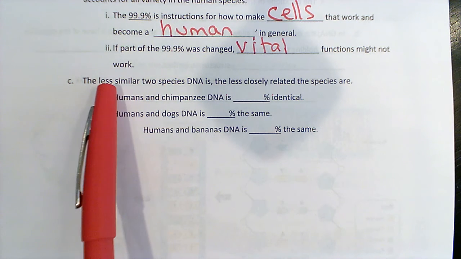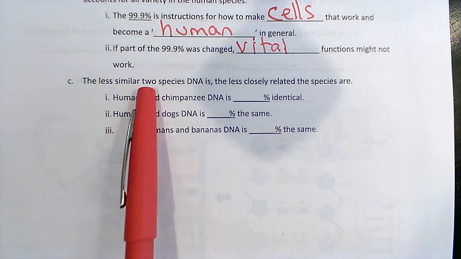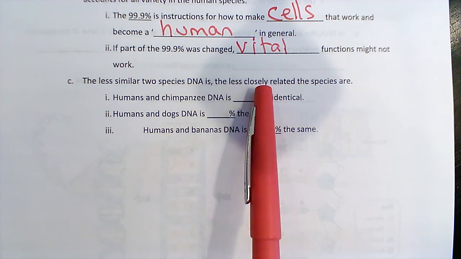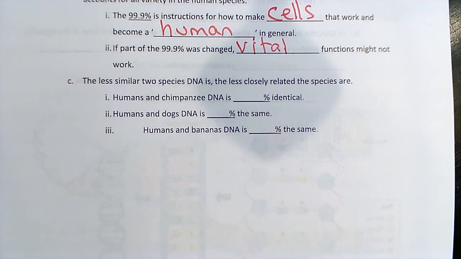Okay, so this is kind of an important idea. The less similar two species' DNA are, the less closely related they are. This makes sense. So if I compared my and my sister's DNA, we would be really similar, more similar than me and my cousin's DNA.